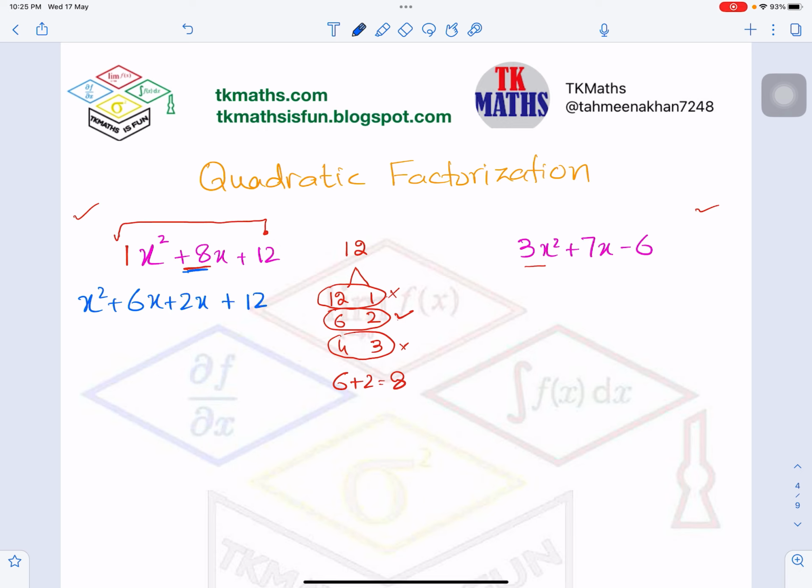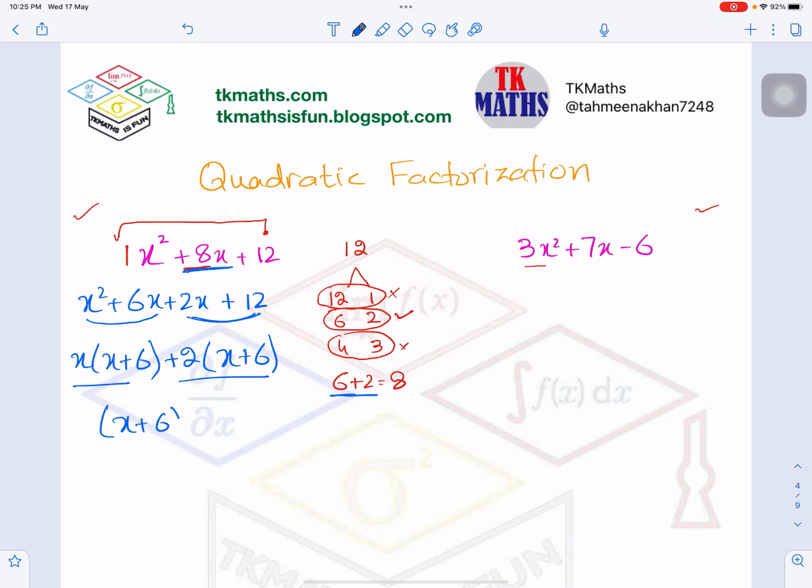So you understood what I did? I am splitting the middle term into two parts depending on the numbers I have gotten here, so it is 6x plus 2x. Now you have to take the common factor out from these two terms, and from the other two. It will be x common, x plus 6, and what is common in the second one? Plus 2, so it will be 6. Now you can see that the common factor is x plus 6, giving x plus 6 and x plus 2. This is how you have factorized it.